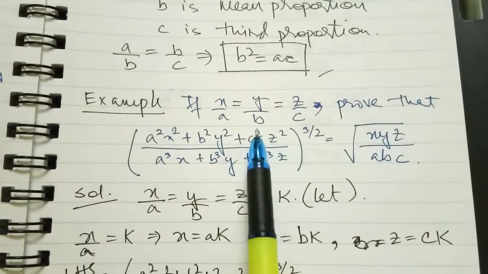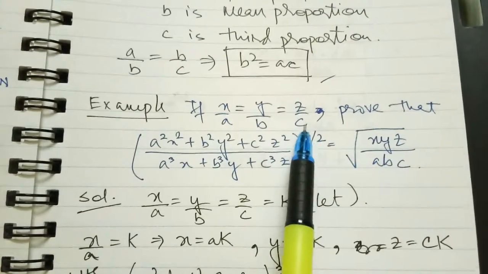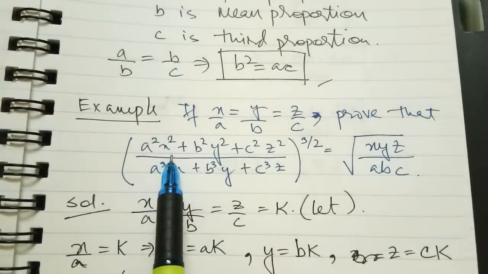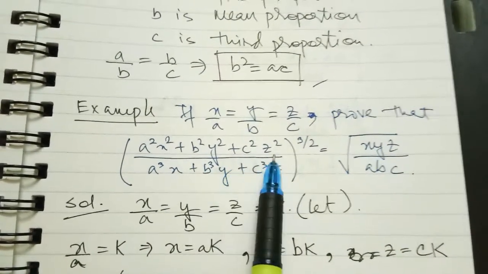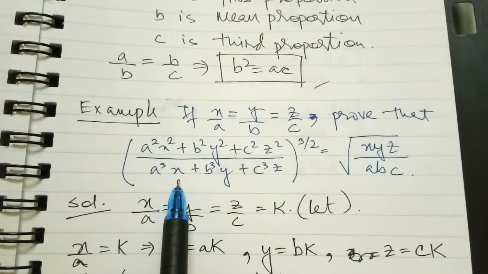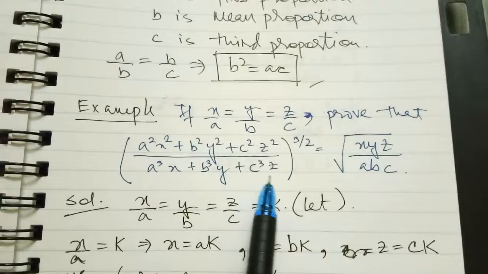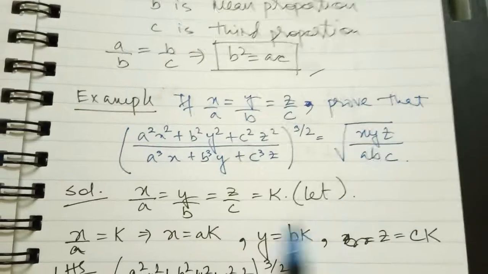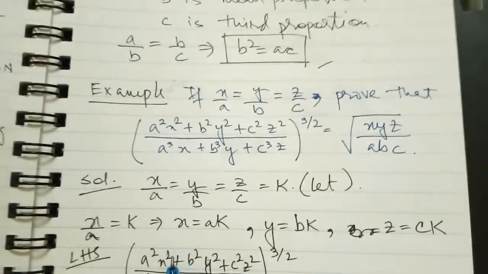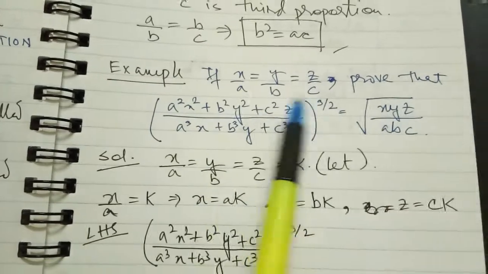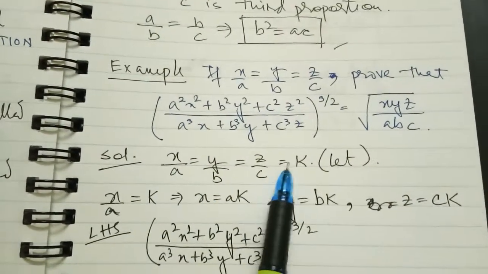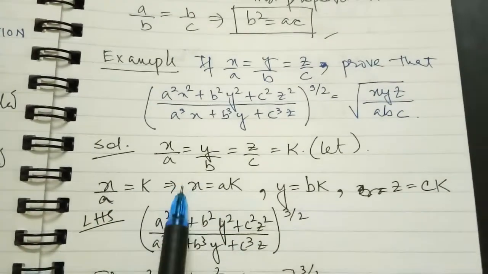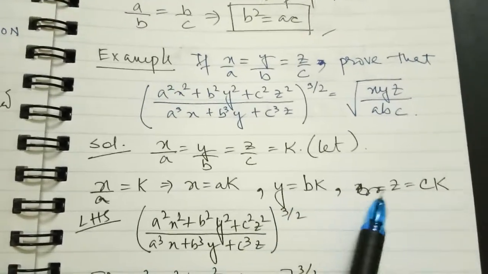Now here I have taken one example. If X by A equals Y by B equals Z by C, prove that (A square X square plus B square Y square plus C square Z square) divided by (A cube X plus B cube Y plus C cube Z), whole to the power 3 by 2, equals the square root of XYZ by ABC. That means you have to prove both sides are equal. For this kind of question, you take any constant K. Then X by A equals K, so X equals AK. Similarly, Y equals BK and Z equals CK.